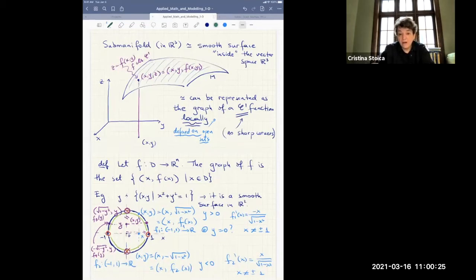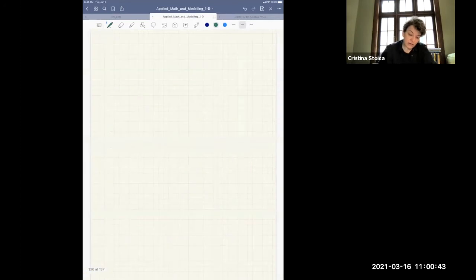Now I'm going to write the definition of a smooth submanifold of Rn in its full glory, and then we'll try to fit the definition to the intuitive examples that we wrote here. I have this habit of saying okay all the time.